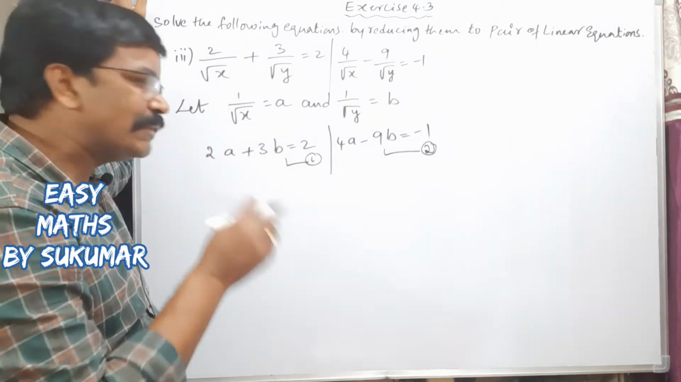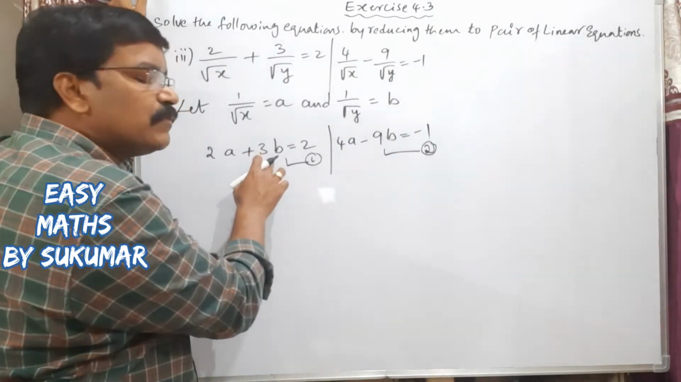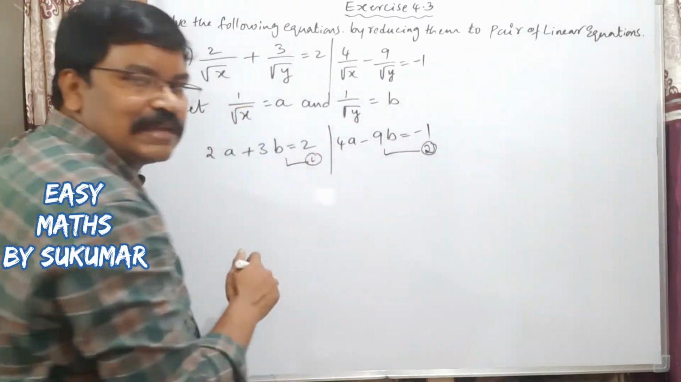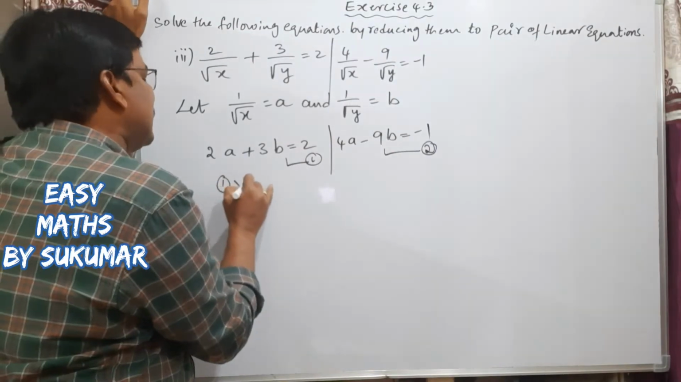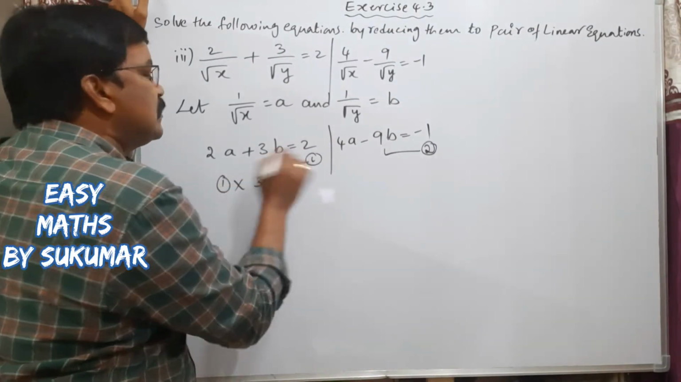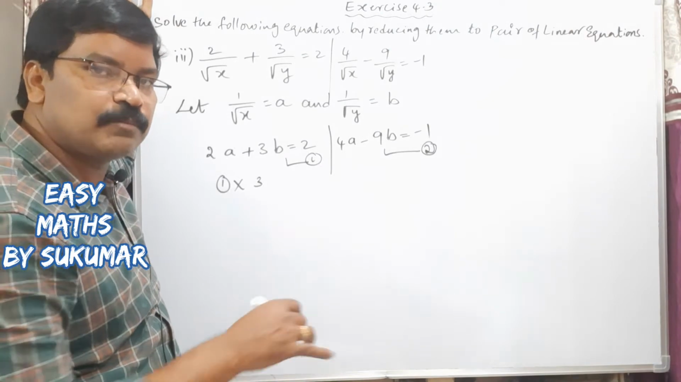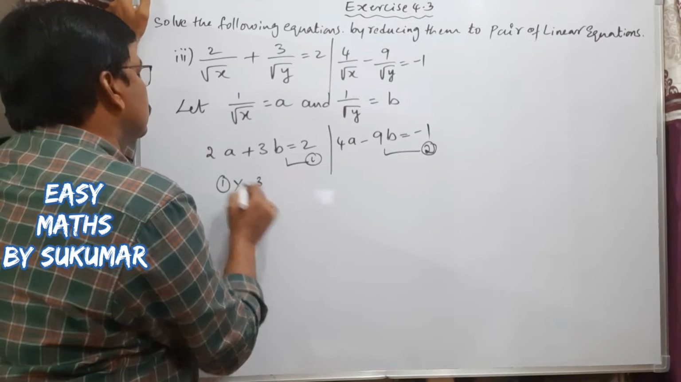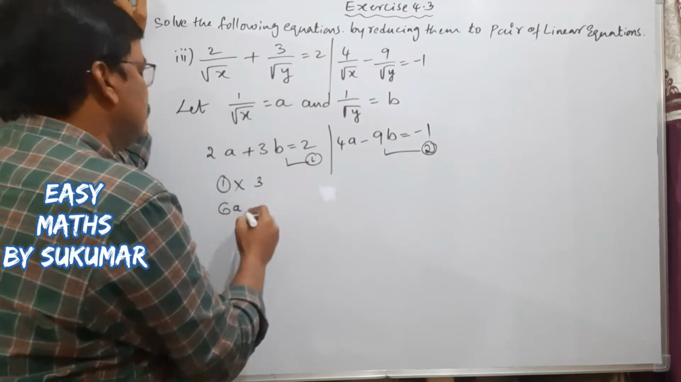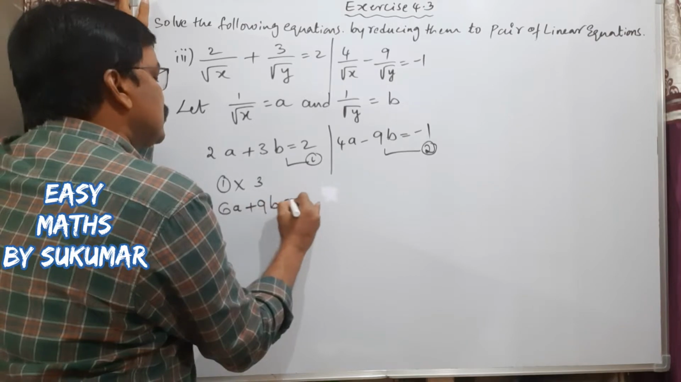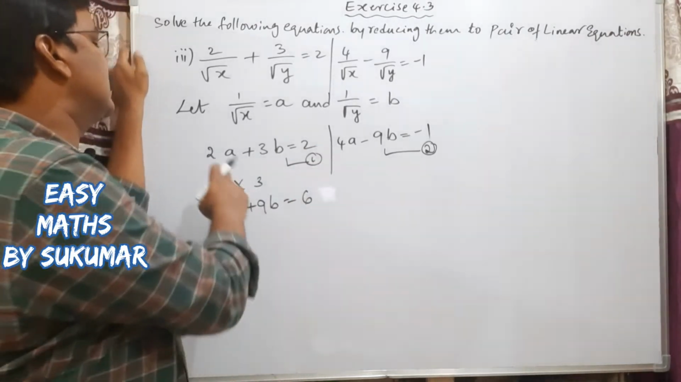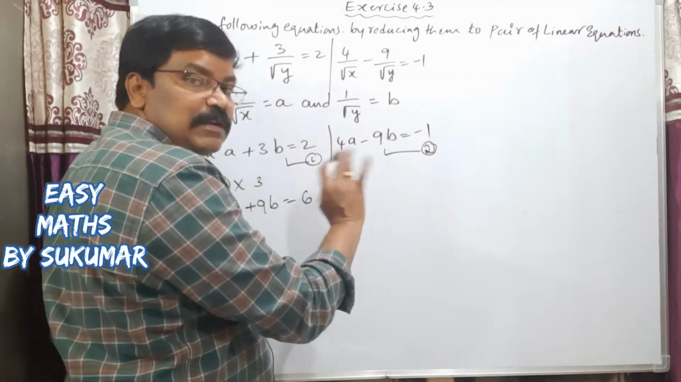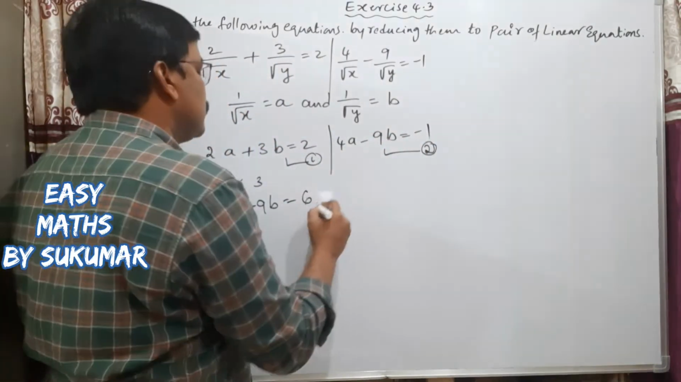That is one method. Otherwise, the coefficient of b in the first equation is 3 and the coefficient of b in the second equation is minus 9. That means it is enough if you multiply equation 1 with 3. I will proceed with the second way. Just multiply: 2 into 3 is 6a, and 3 into 3 is 9b, is equal to 3 into 2 is 6. That means 6a plus 9b is equal to 6. This equation needs no multiplication with any other number. Now this is equation 3.